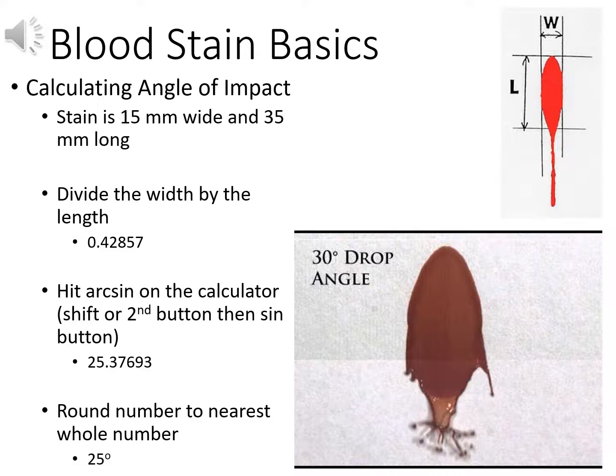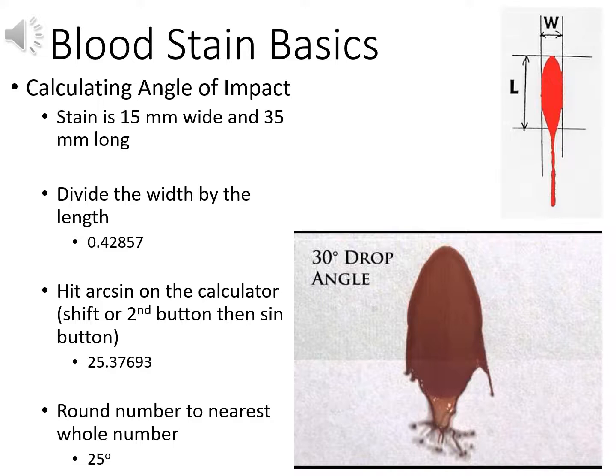So if we take the arc sine or the inverse sine, the second and sine button in that order, make sure you hit the second first or you'll just get the regular sine, which won't give you the correct answer. But if you do it correctly, and this is a good way to check yourself, you should end up with a value of 25.37693 or something very, very close. Again, those last few digits may differ depending on your calculator, but when you round your number to the nearest whole number, you should get 25 degrees.